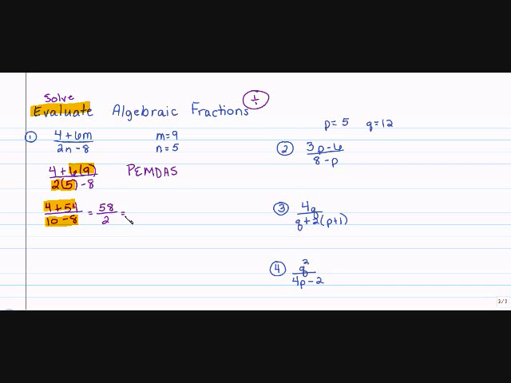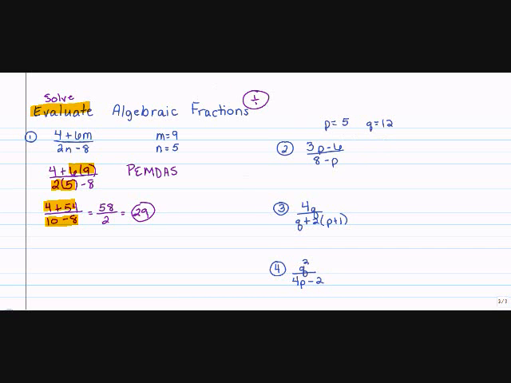And I'm still not done. I have to simplify it, and I'm going to do that by dividing. 58 divided by 2 is 29. Okay, the next one.